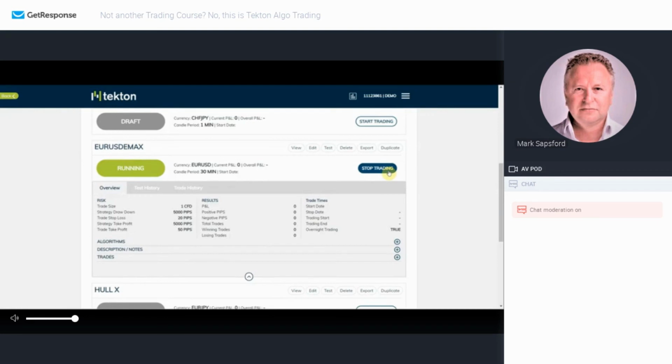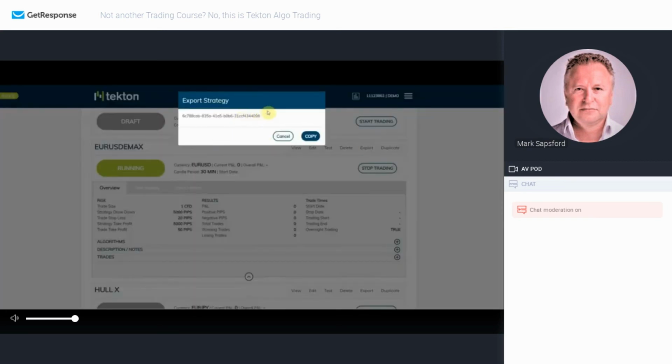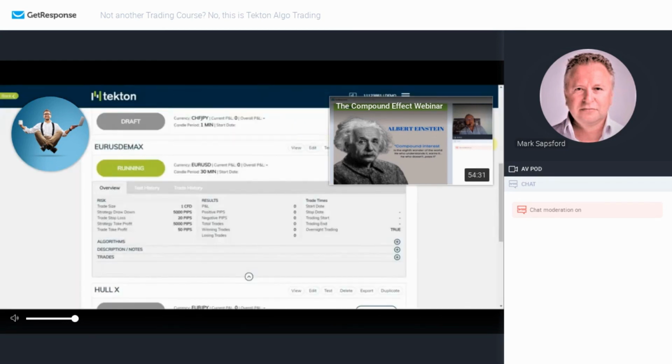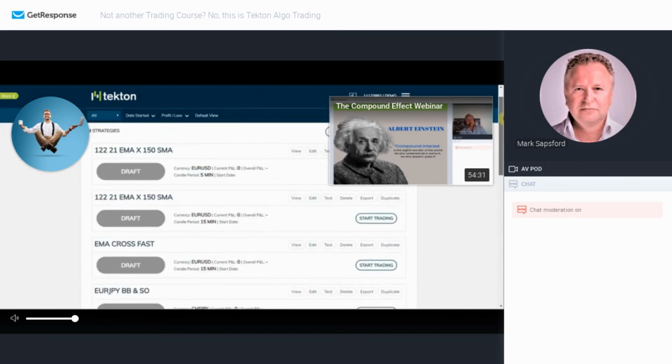And if you've really got a great strategy, you can click export here, copy the code which is unique to the strategy, and send it to somebody else, and they can then import that strategy into their own version of Tekton using this function here. Tekton really couldn't be simpler.